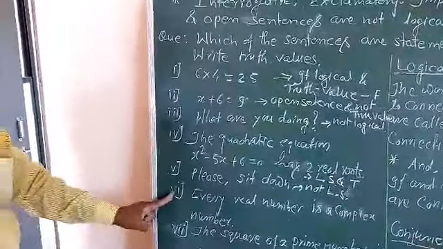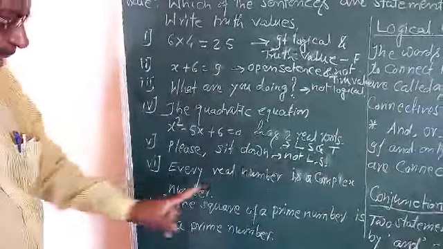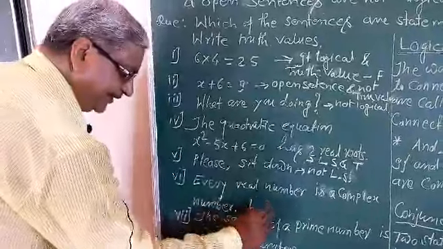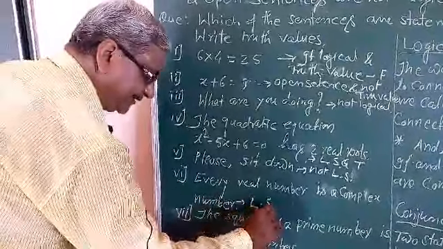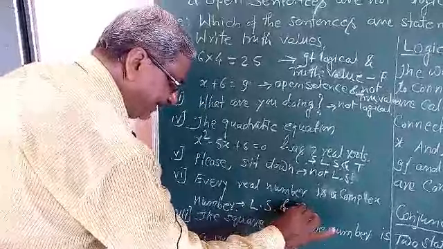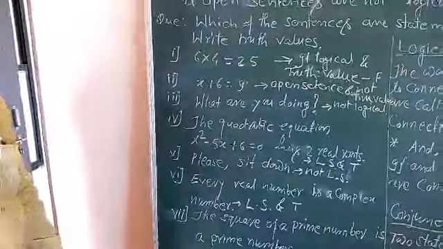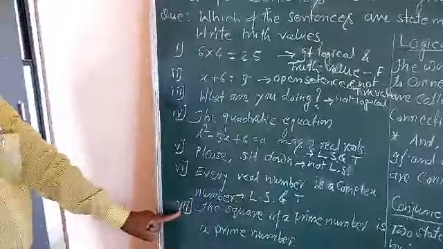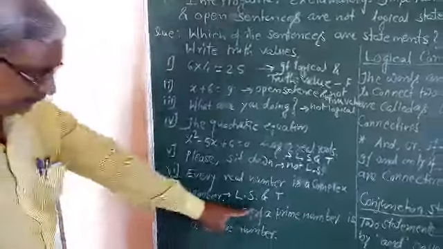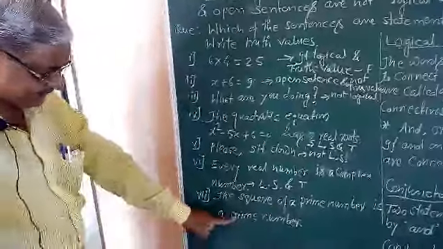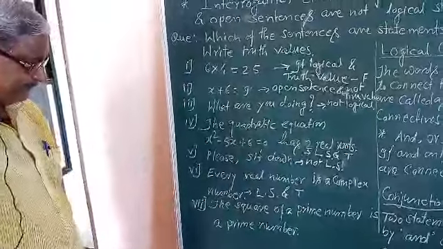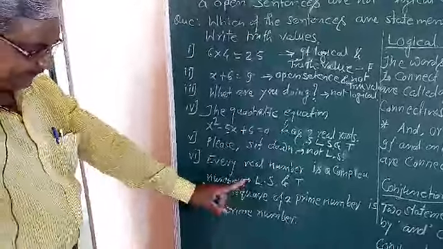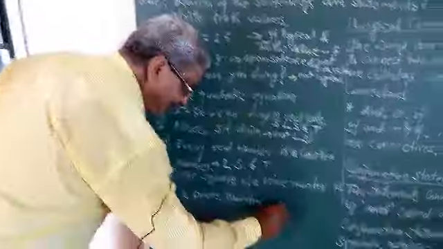Then we come to the sixth example: every real number is a complex number. It is a logical statement and its truth value is T. So this is about the logical statement. Now the next example: the square of a prime number is a prime number. It is a logical statement.